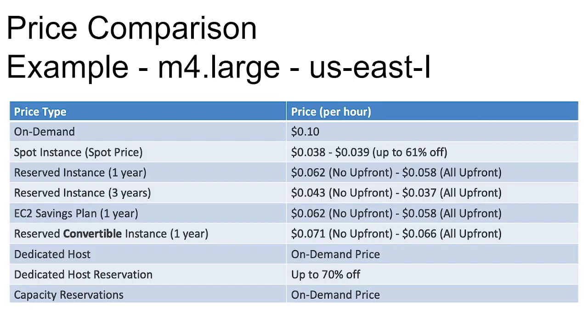Next is price comparison. Suppose I have taken the example of M4.large in US East 1. In this, these are the price types and these are the prices per hour. Suppose on demand is $0.10. Spot instances are giving you a much bigger discount than on demand, and all other billing options are giving you much more discount. Dedicated host gives you the on demand price only. Capacity reservations also give you the on demand price only. All other price types give you much more discount.